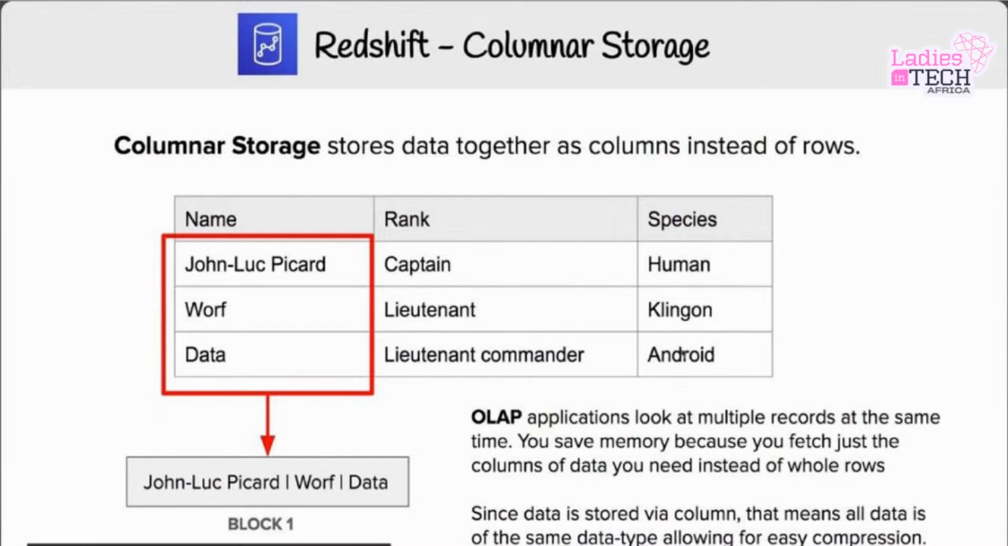Now let's take a look at how columnar storage works. It stores data together as columns instead of rows. With this definition and what we can see on our screen, I hope I'm able to convince us. I don't want us to go too deep into things. With this, we can already understand what we're talking about when we say columnar storage. Those of us that are data analysts, we understand what I'm saying.